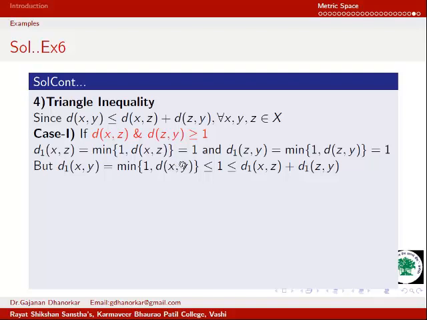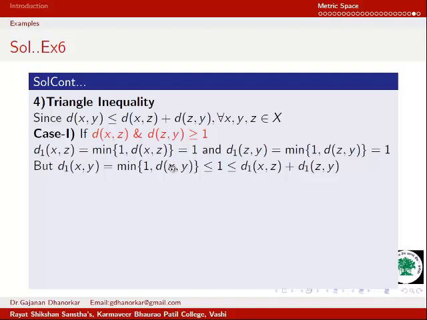Even if this is greater than 1, then also this is a minimum of 1 here, because d of xy is greater than 1. Therefore here is 1, here is 1, total becomes 2, and d of xy is less than or equal to 2. Suppose this is less than or equal to 2, that means this may be 2 or greater than 2. Therefore this is 1 comma 2, and the minimum is surely 1.